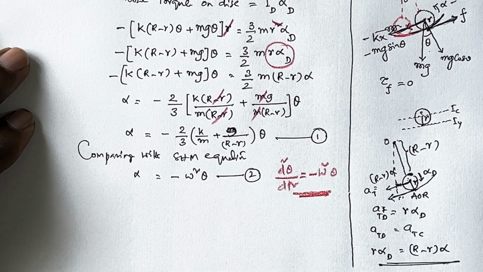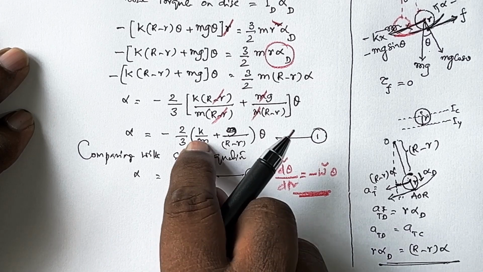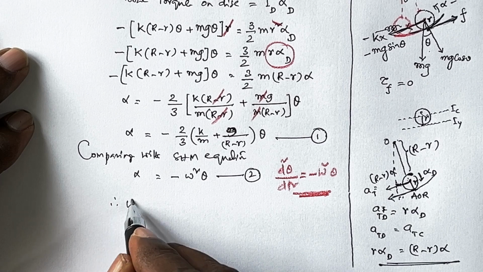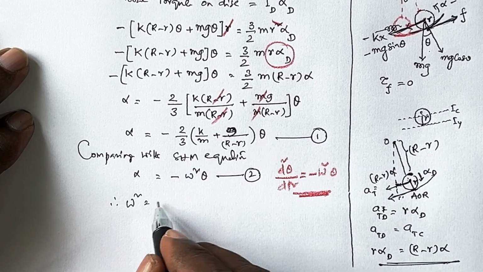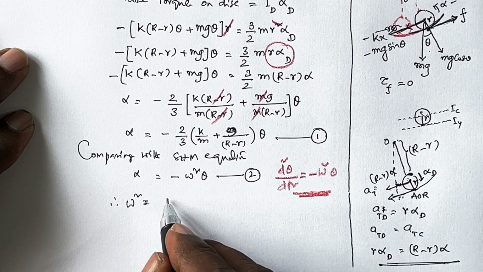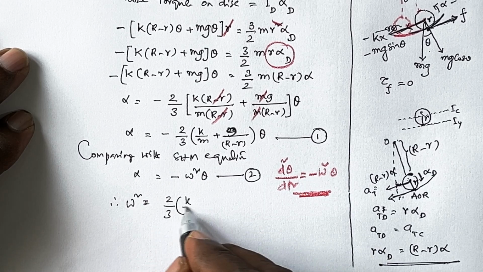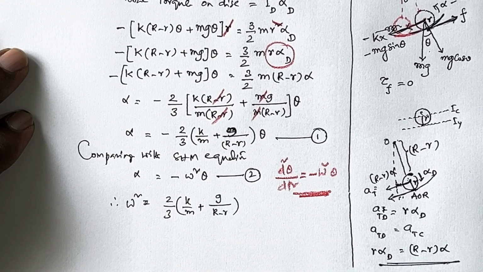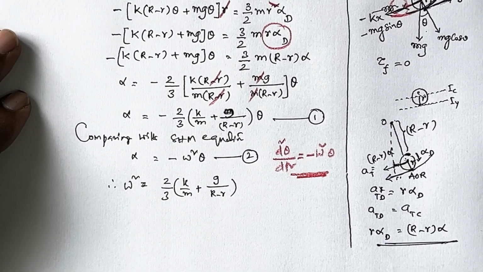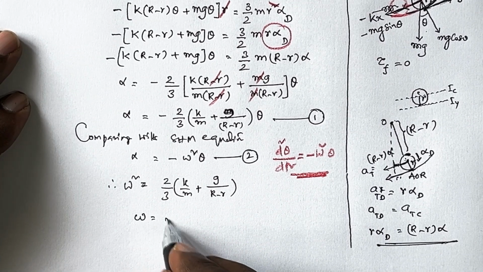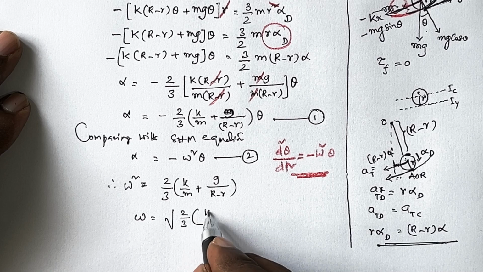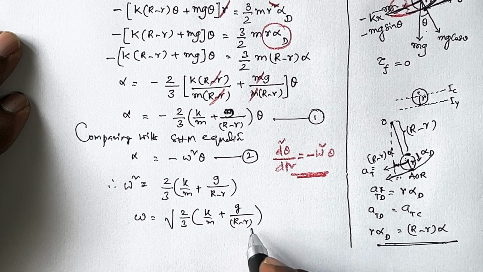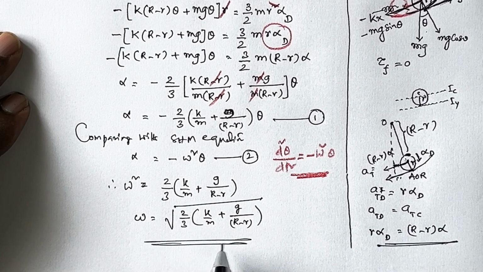So on comparing with the SHM equation 2, in the place of omega square, this point is there. Therefore omega square is equal to, minus and minus, we are not taking, only omega square, 2 by 3 k by m plus g by (R minus r). This is omega square. So omega we have to calculate. Omega is equal to under root 2 by 3 k by m plus g by (R minus small r). So this is the answer for our question.